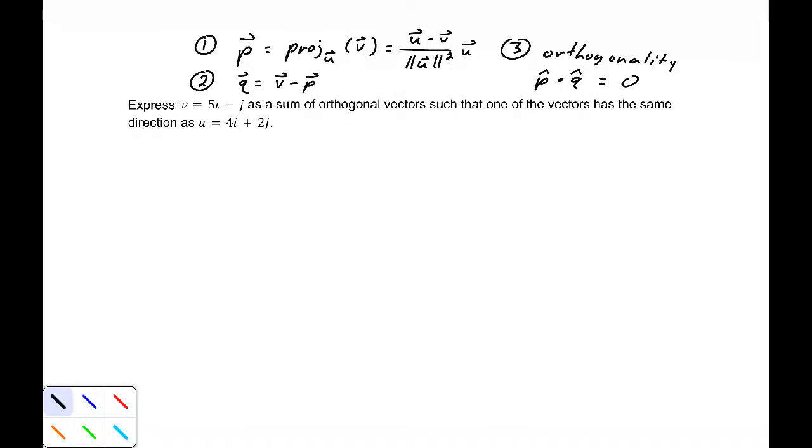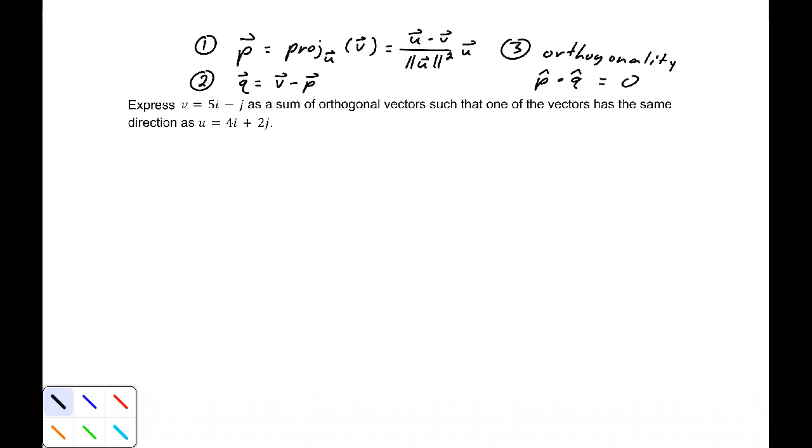Express the vector v equal to 5i minus j as a sum of orthogonal vectors such that one of the vectors has the same direction as the vector u equal to 4i plus 2j. To work with this question, we need to follow a couple of steps.